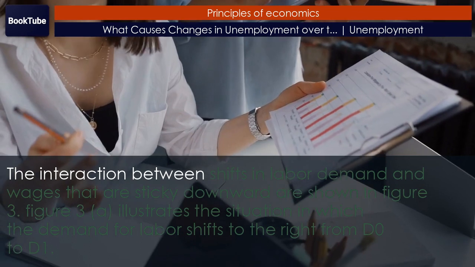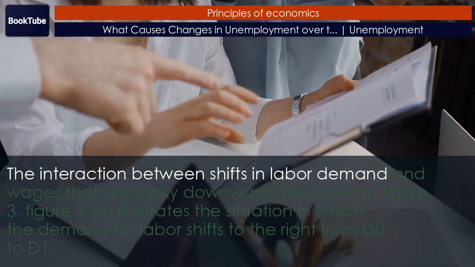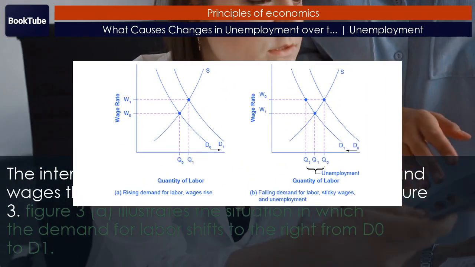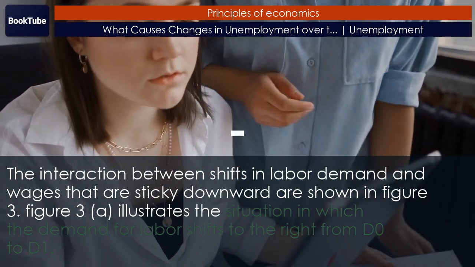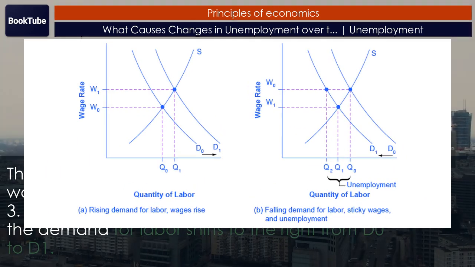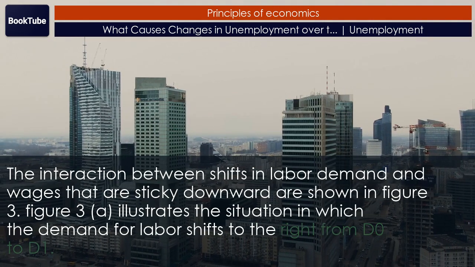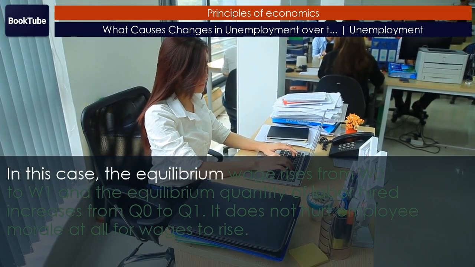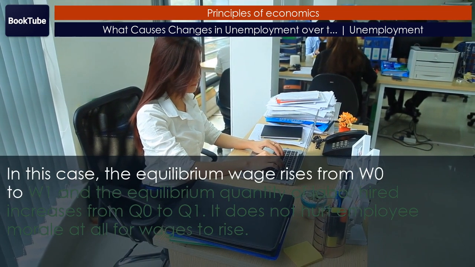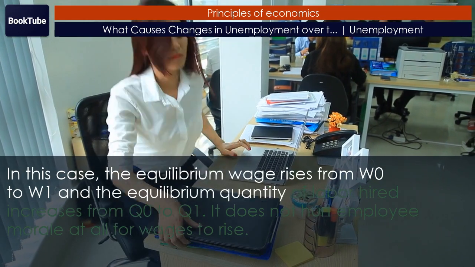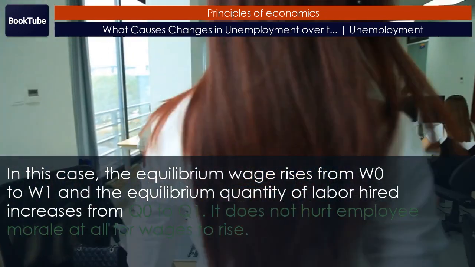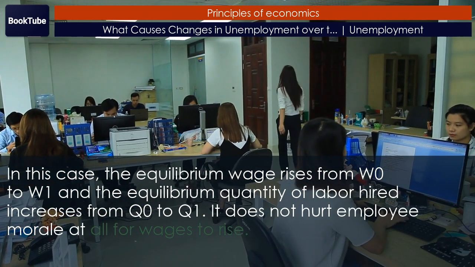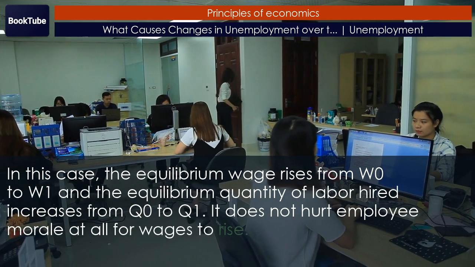The interaction between shifts in labor demand and wages that are sticky downward are shown in Figure 3. Figure 3a illustrates the situation in which the demand for labor shifts to the right from D0 to D1. In this case, the equilibrium wage rises from W0 to W1 and the equilibrium quantity of labor hired increases from Q0 to Q1. It does not hurt employee morale at all for wages to rise.